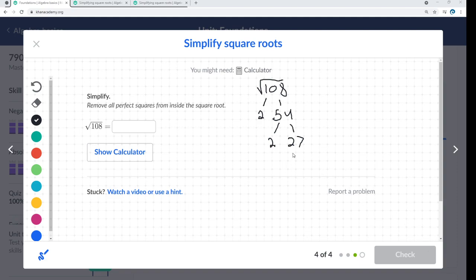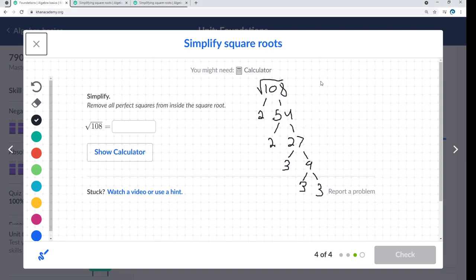That does divide evenly. So that's going to be 3 and 9. And then that is going to also be 3 and 3.